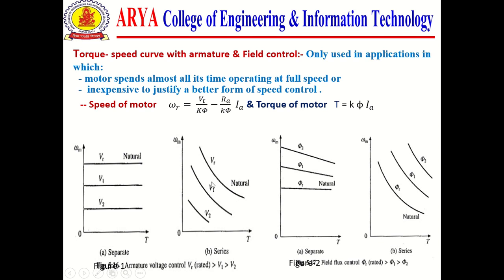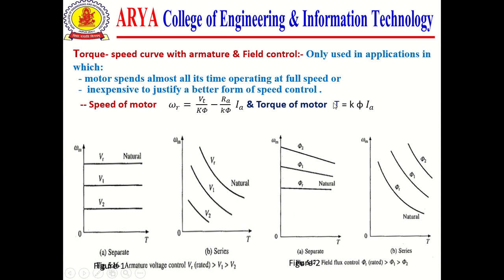Here in the case of a DC series motor, this is the natural graph. This is at the rated value, full rated value. If we decrease the voltage to V1, V2, then the speed torque characteristics are shown by this figure. So this indicates that if we decrease the armature voltage, then speed also decreases in this manner.